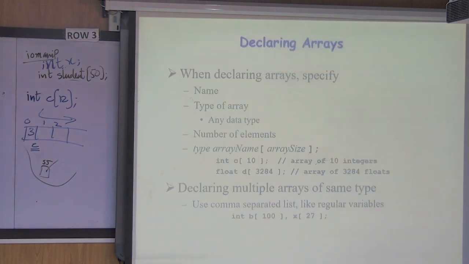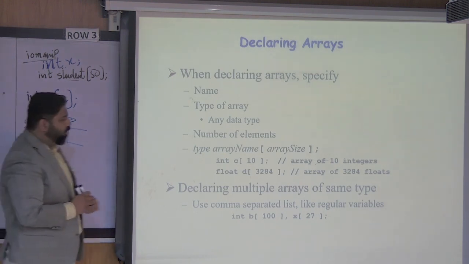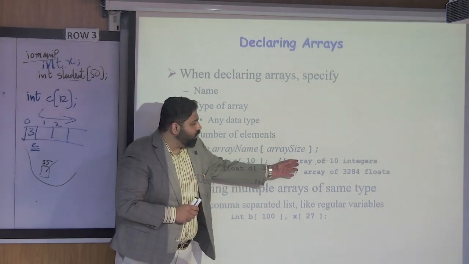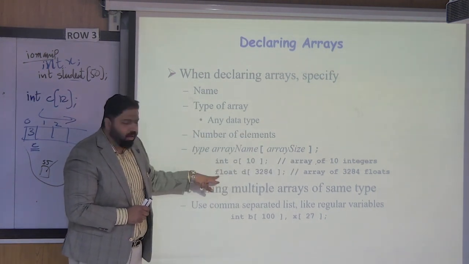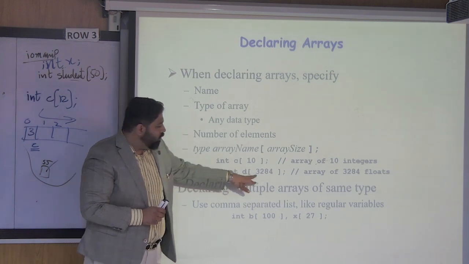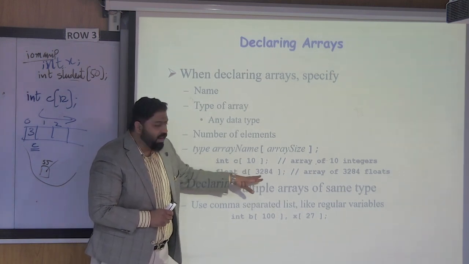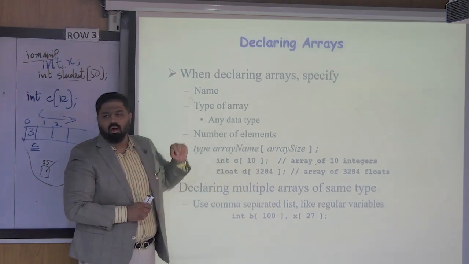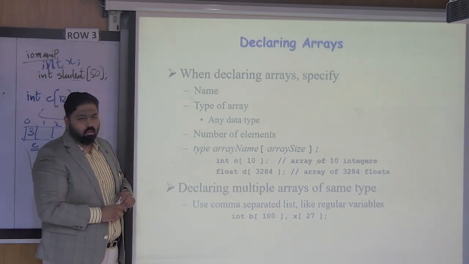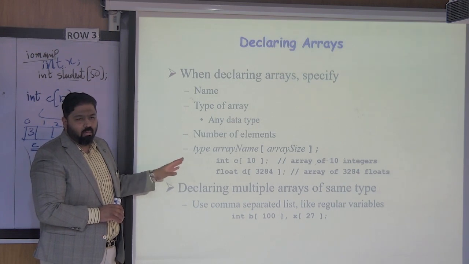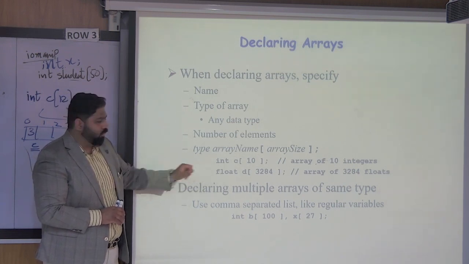Just like integer, we can have any type of arrays. Int c of 10, an array of 10 integers. Just write float d or double d. This much, it will create an array of 3284 elements. You don't need to declare that much number of variables. Just write it this way.